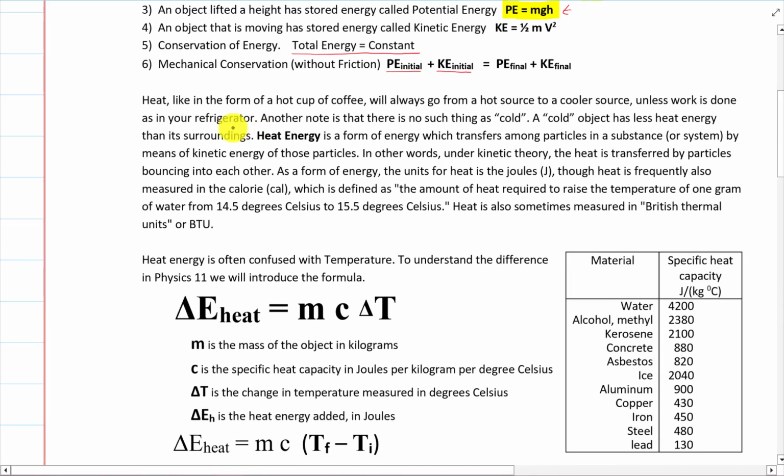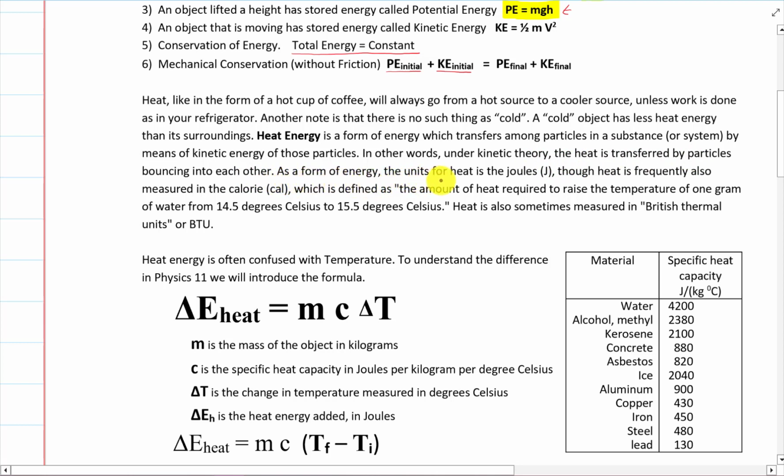Heat, like in the form of a hot cup of coffee, will always flow from a hot source to a cooler source, unless work is done, as in your refrigerator, to cool things down. Another note is that there is no such thing as cold. A cold object just has less heat in it than its surroundings. Heat energy is the form of energy that transfers between the particles in a system by means of kinetic energy. That's the kinetic molecular theory, the particles bouncing around. In other words, under the kinetic theory, the heat is transferred by particles bouncing into each other.